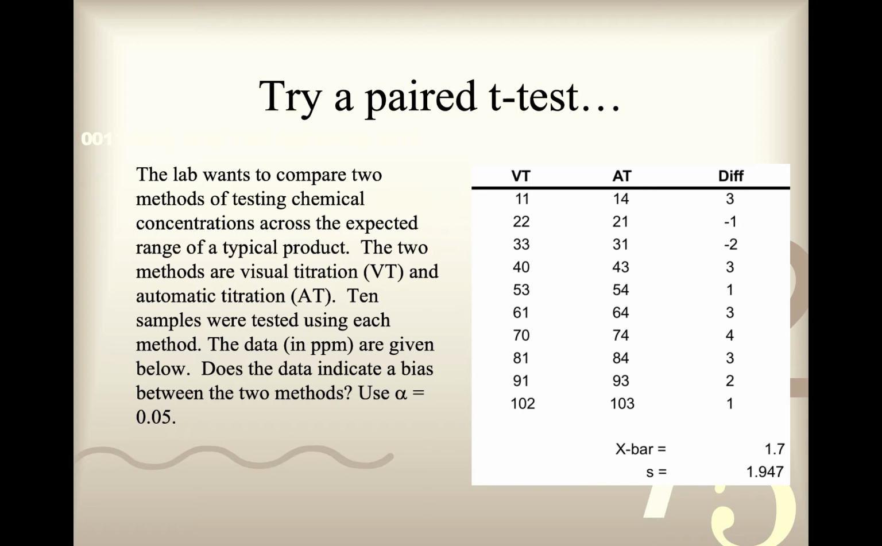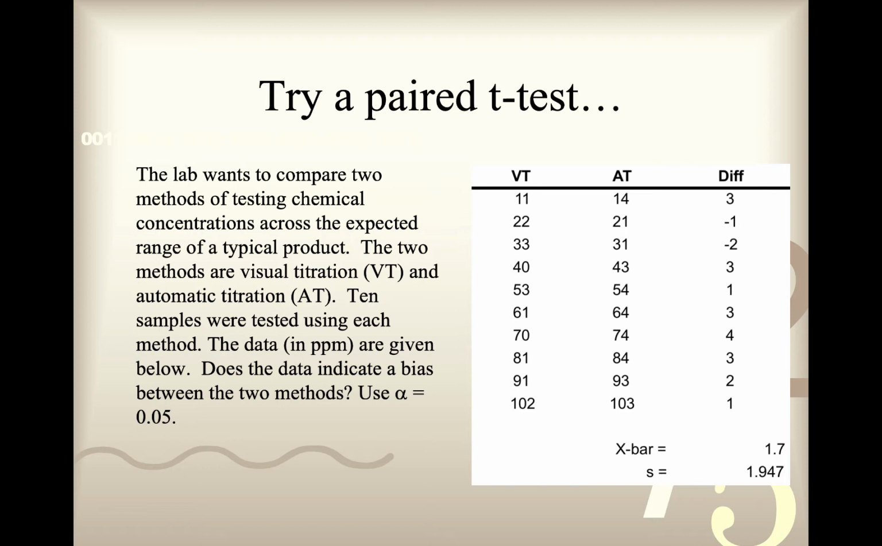The lab wants to compare two methods of testing chemical concentrations across the expected range of a typical product. The two methods are visual titration, VT, and automatic titration, AT. 10 samples were tested using each method. The data in parts per million are given below. Does the data indicate a bias between the two methods? All right, and we're going to use our standard 5% alpha.